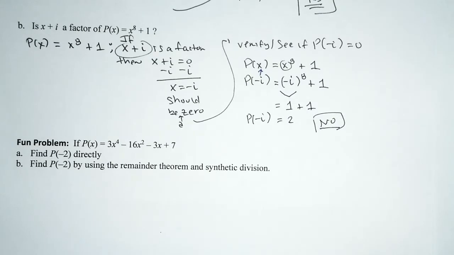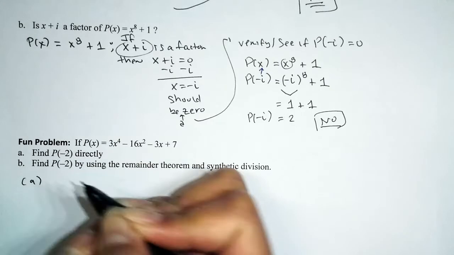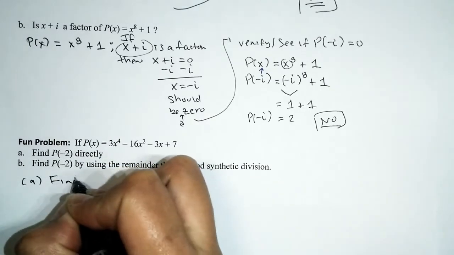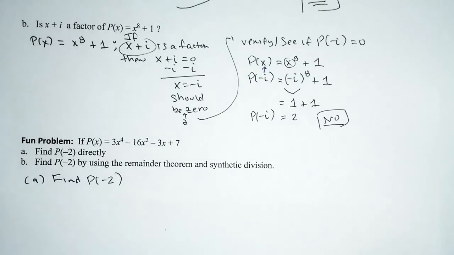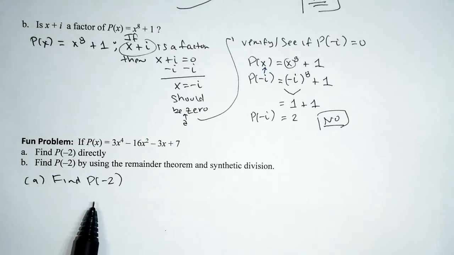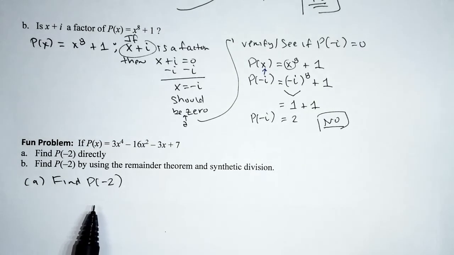So we have another polynomial, a degree 4 polynomial, and then we are asked to find p of negative 2 directly. Okay, I'm not going to dig too deep into it, so I'm just going to put find p of negative 2. Now, whether or not it says directly, if it says p of negative 2, I know how I'm going to handle it. So the question is saying, I want to know what is the value of this function when the input is negative 2. And that's something that we knocked out at the beginning of the course.